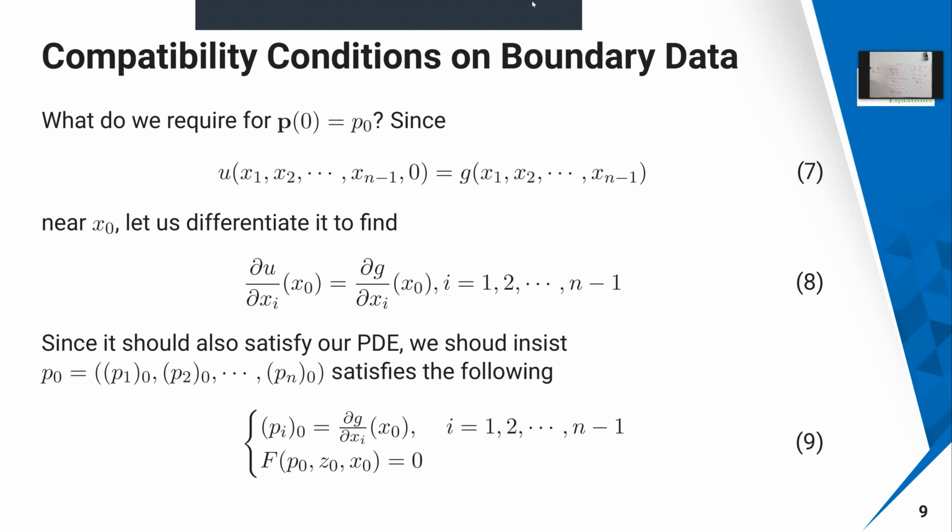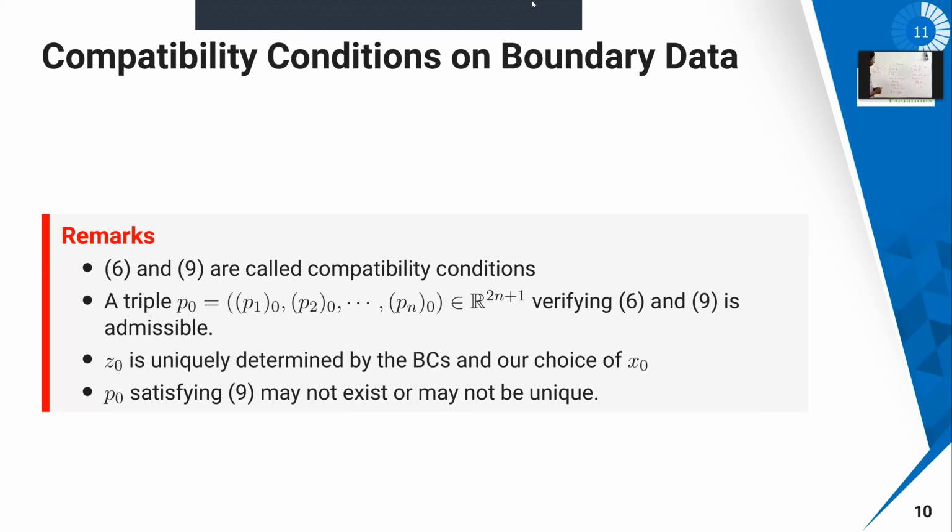So you have to choose P naught in this way, so that dou g by dou xi at x naught is satisfied. Then you can use this condition for solving the next one. I'll show you an example in a moment. This condition is called the compatibility condition.